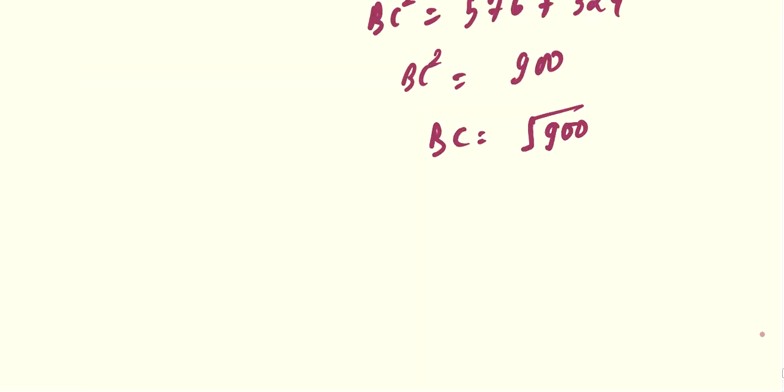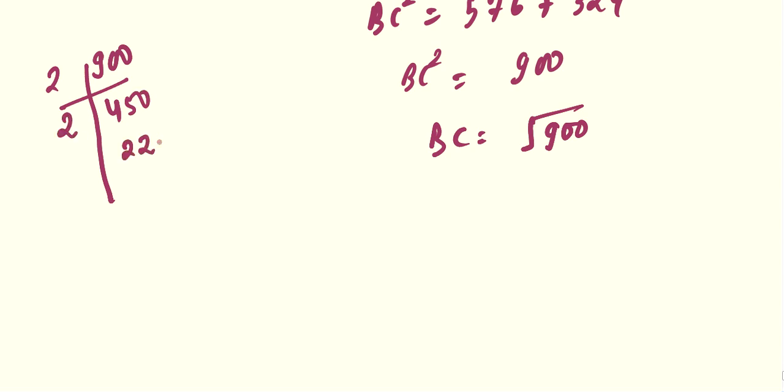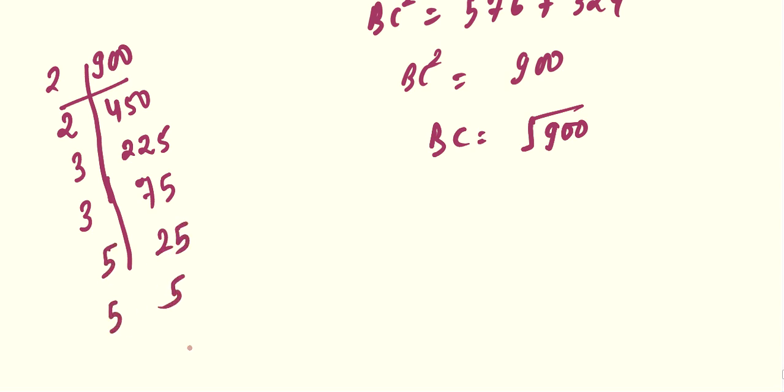Now 900 is a perfect square. So how can you find that a particular number is a perfect square or not? Simply you can use the factorization method. Now you are finding square root, so you have to make pairs of two values. So 900, first you will start by 2, so you will get 450, then again 2, you will get 225. Then you have to use 3, so 75, then again 3, 25, then 5, then 5, 5, 1.